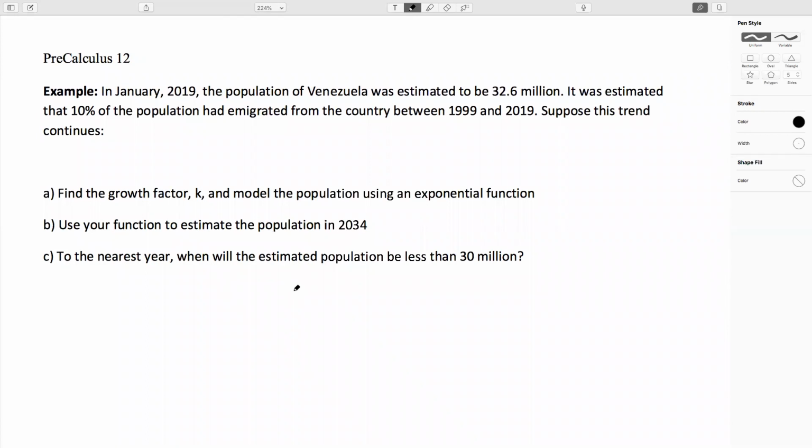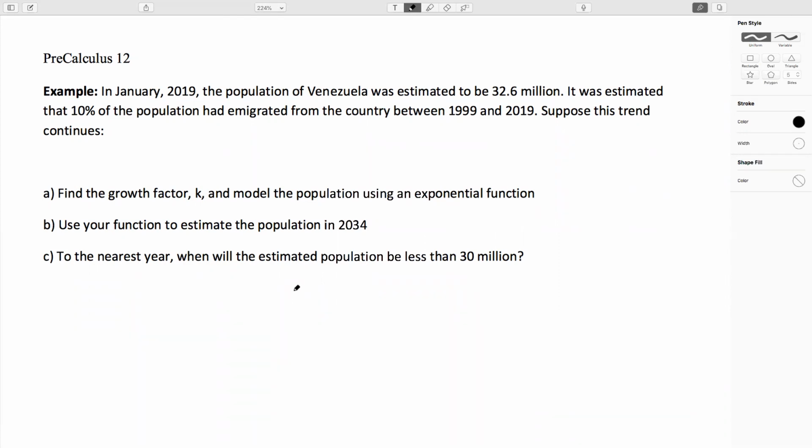So let's try this question. In January of 2019, the population of Venezuela was estimated to be 32.6 million. It was estimated that 10% of the population had emigrated from the country between 1999 and 2019. Suppose this trend continues. A, find the growth factor k, and model the population. B, use your function to estimate the population in 2034. And C, to the nearest year, when will this estimated population be less than 30 million?